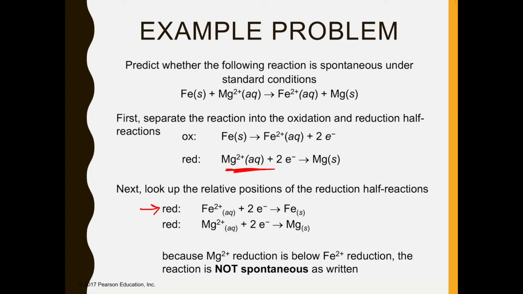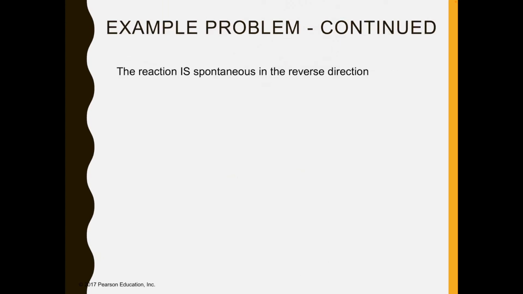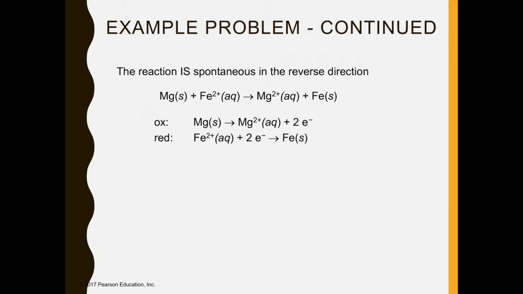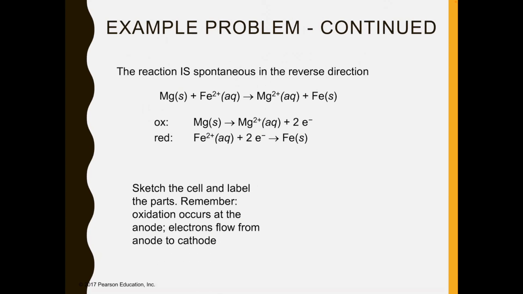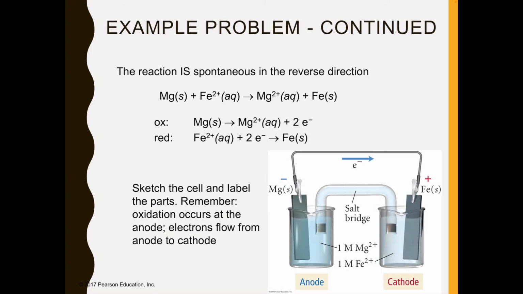That means that our reaction is not spontaneous as it's written, but it is spontaneous in the reverse reaction because iron is more likely to be reduced than magnesium is. So our reaction is spontaneous in the reverse reaction, and we could go through and sketch the cell and label the parts. Again, our oxidation is going to be of the magnesium reaction and our reduction is going to be of the iron reaction. So this is what it would look like.